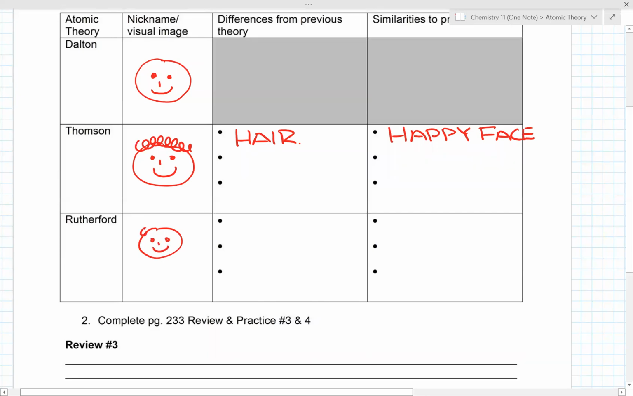So again, what's the difference? Now it has a body, but it's still a happy face, and it still has hair. Okay. So that's how I would like you to fill in the table.